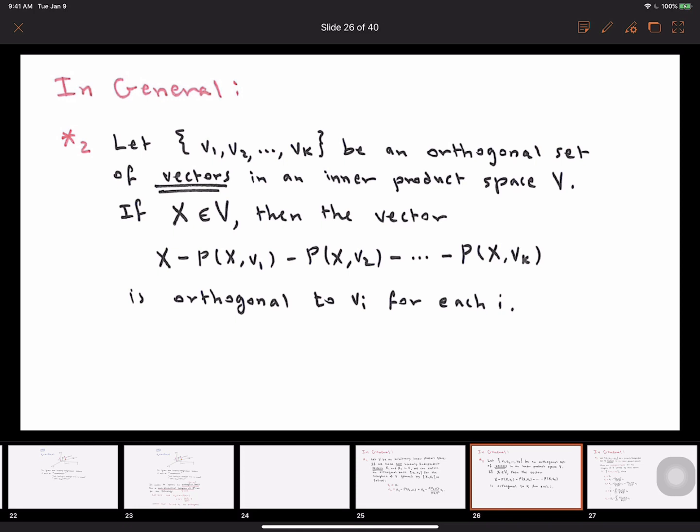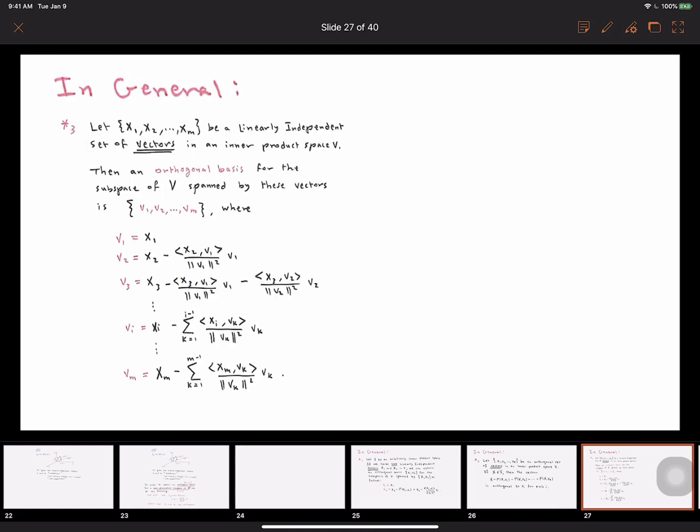In general, let v1, v2 up to vk be an orthogonal set of vectors in an inner product space V. If x belongs to V, then the vector x minus the projection of x on v1, minus the projection of x on v2, all the way minus the projection of x on vk, is orthogonal to v1 for each i.